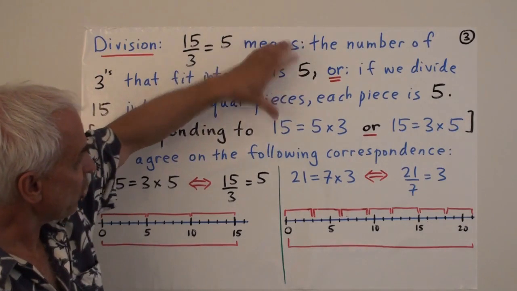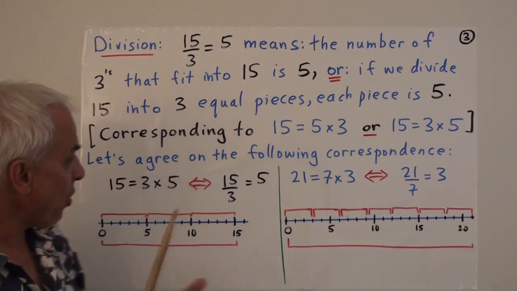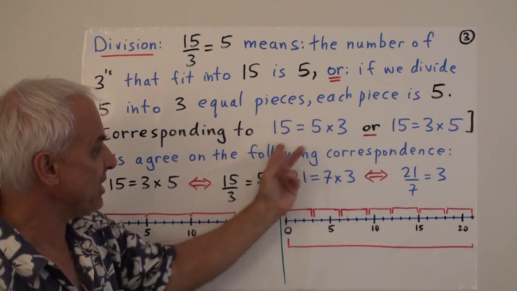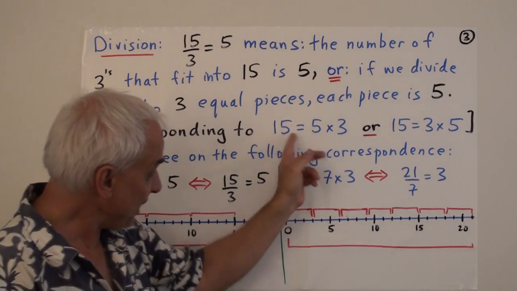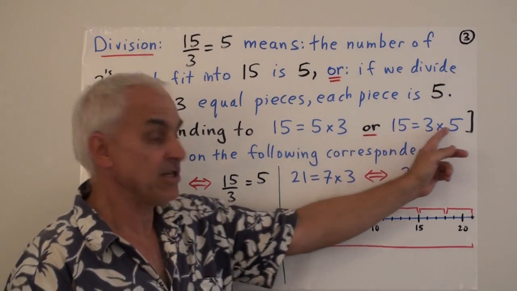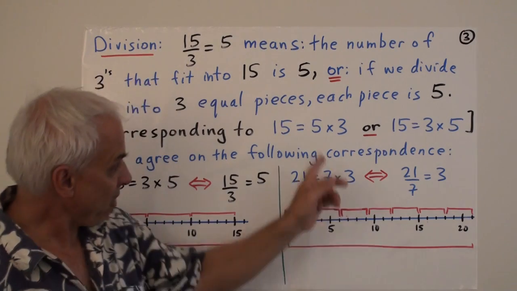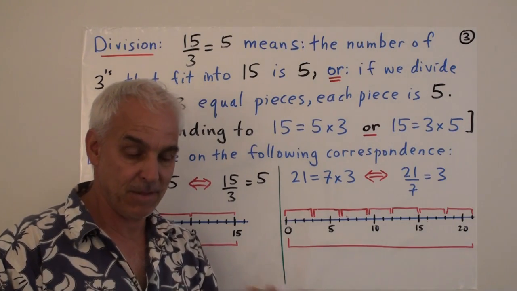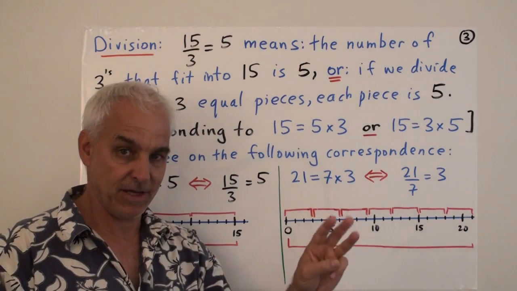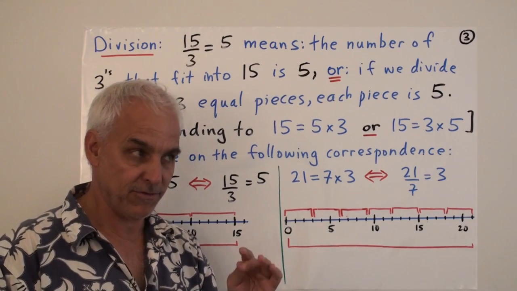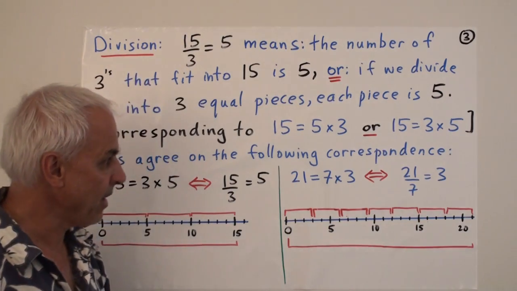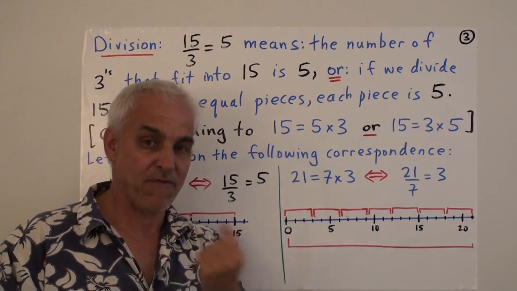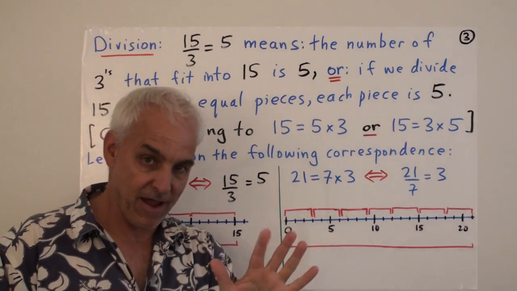So these two interpretations correspond to the two products, or possible ways of multiplying 5 and 3 to get 15. We can think of 15 as 5 times 3 or as 3 times 5. Remember, our interpretation of this was 5 times 3 means 5 groups of 3. It means 3 plus 3 plus 3 plus 3 plus 3, 5 groups altogether. And 3 times 5 means 3 groups of 5: 5 plus 5 plus 5.